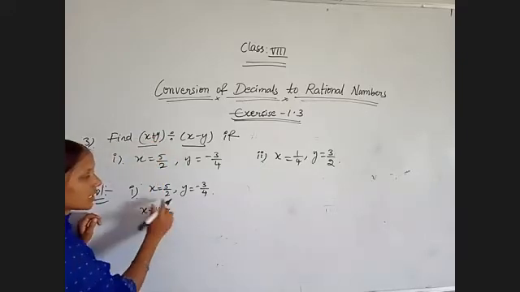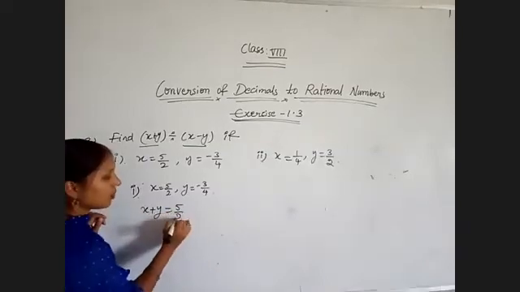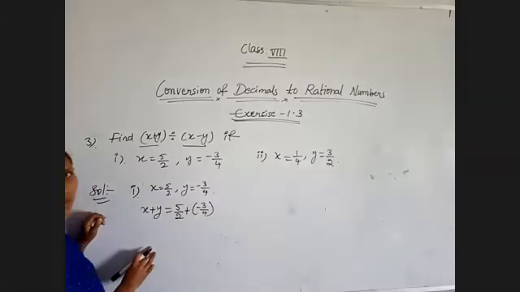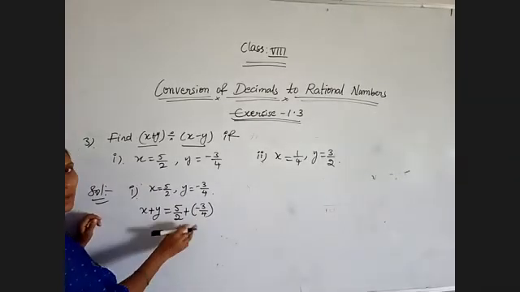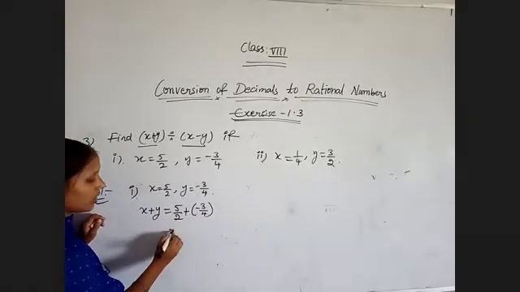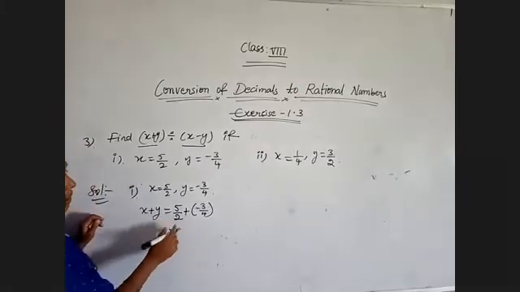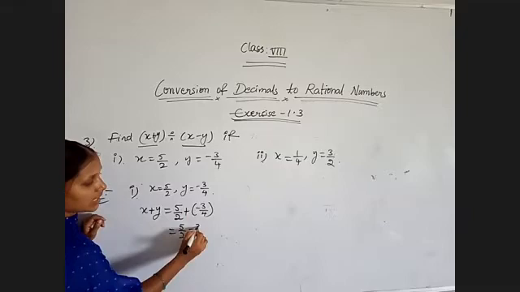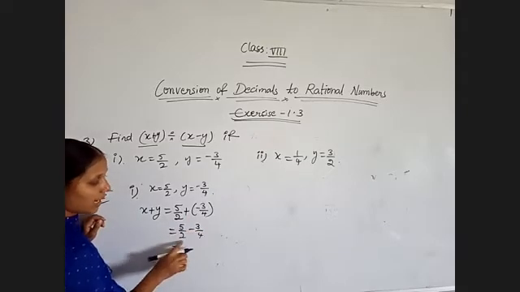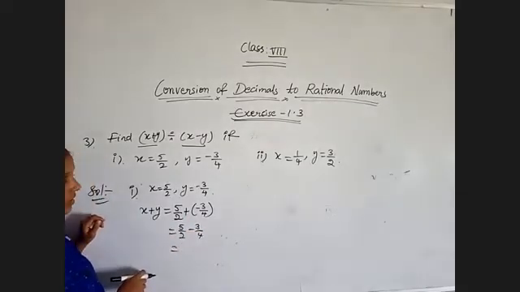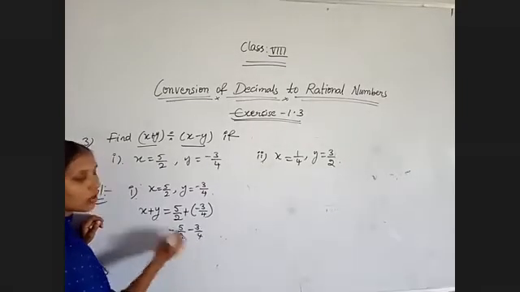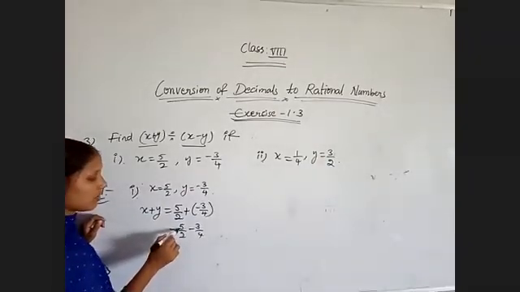X plus y is equal to 5 by 2 plus of minus 3 by 4. Okay. So 2 and 4 we will get in common, take the LCM of 2 and 4, otherwise go for cross multiplication. Okay. So I'm going for cross multiplication.